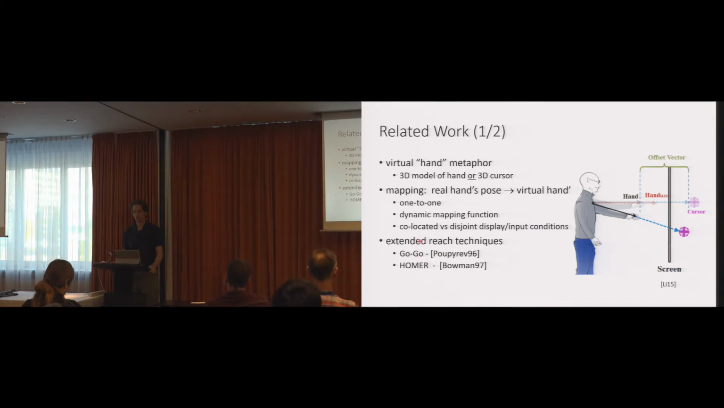That also brings up the extended reach techniques, of which this is a diagram. The go-go technique says that as your hand gets past a certain threshold, the virtual cursor starts extending out with a quadratic gain factor. And then there are techniques like the Homer technique that combine methods with a ray casting method for selection. Once you've selected the object, the virtual hand jumps to the object and you're manipulating the pose more or less directly.